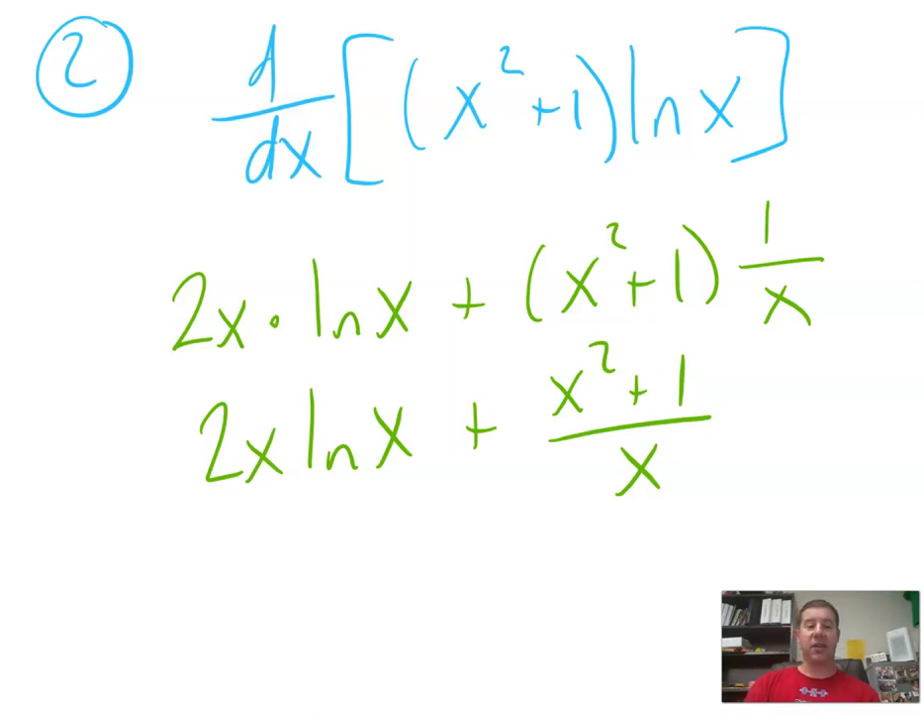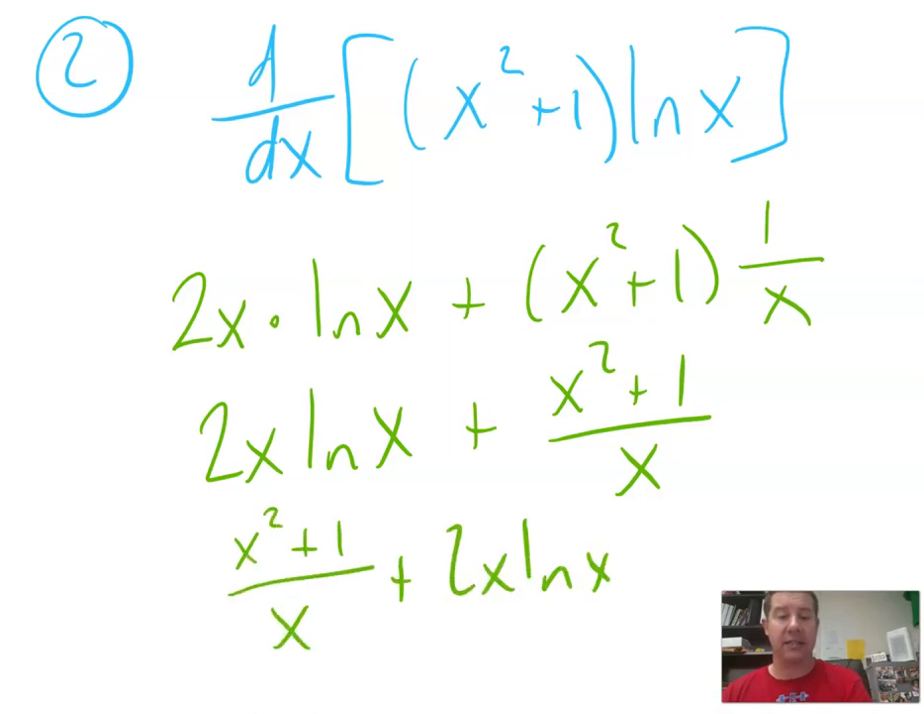Giving the answer a look in the back of the book, we were pretty much right there. The only thing they did was switch these two terms. Not sure why. So they had x squared plus 1 over x plus 2x ln x. Either of those, I would say, is the same thing. We are good to go. Nailed it. All right, moving on to the next one.